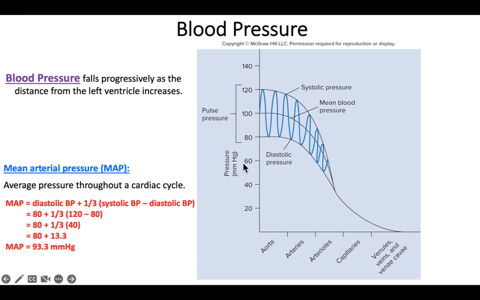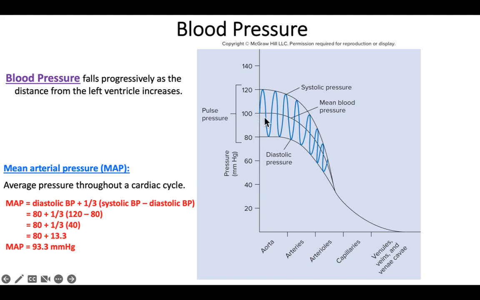So what generates the pressure is the left ventricle. All right, so we're going to get this high pressure, low pressure. Notice the oscillation: systolic pressure high, diastolic low.